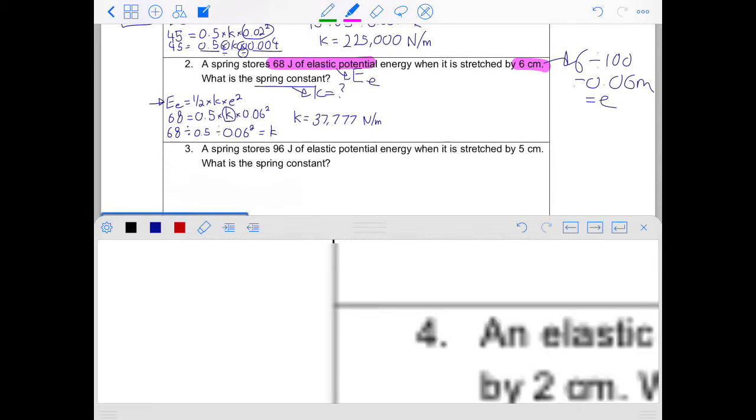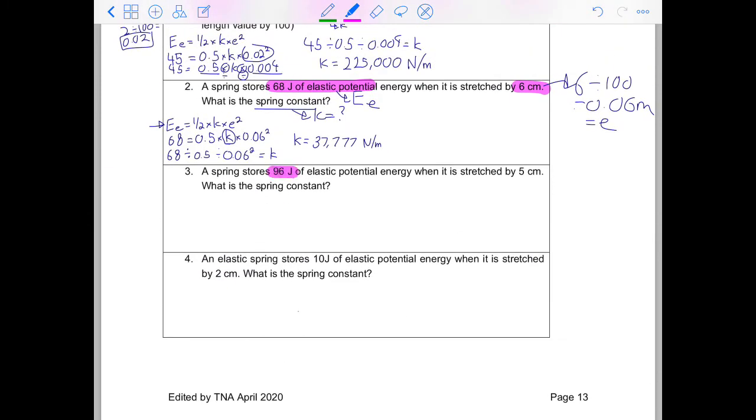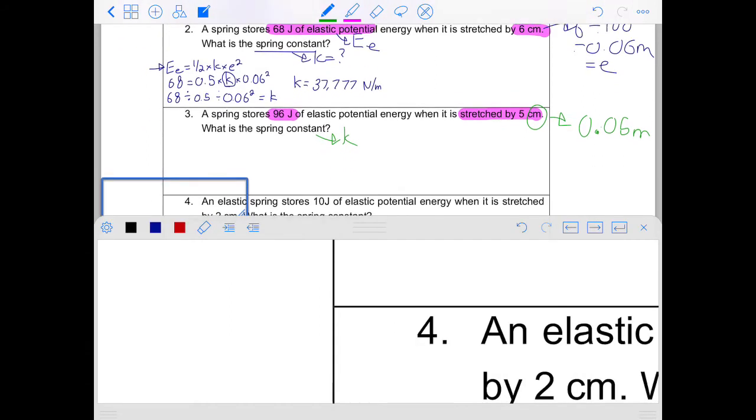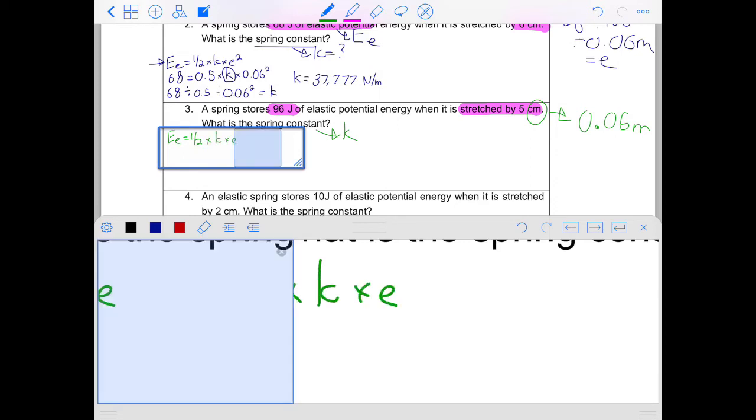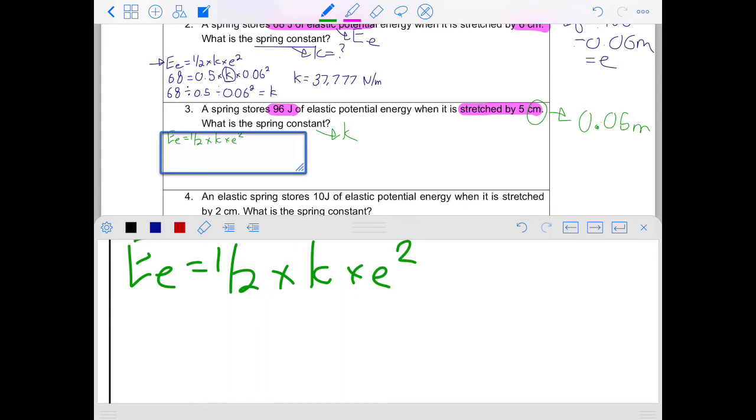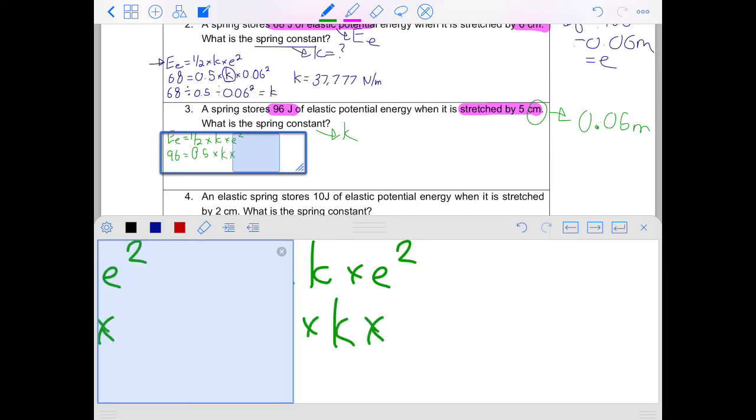So looking at question 3, we have our 89 joules of energy stretched by 5 centimeters. We have to be careful that centimeters, we need to change it to meters. So it would be 0.05 meters. And our spring constant K is our unknown. So we write down our equation of elastic potential energy is 1/2 times our spring constant times our extension squared. We have 96 is equal to 0.5 times our spring constant and our extension 0.05 squared.